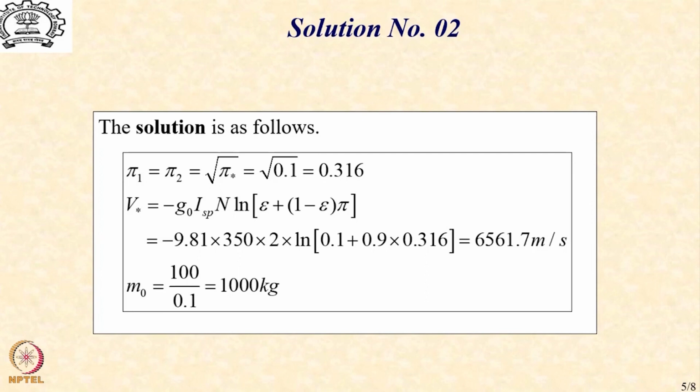Now, with this stage payload ratio, we find that V star, or the ideal burnout velocity, is minus g naught Isp into the number of stages, ln of epsilon plus 1 minus epsilon pi. If we substitute these numbers, we find that we get a velocity of 6561.7 meters per second, which is a surprise.